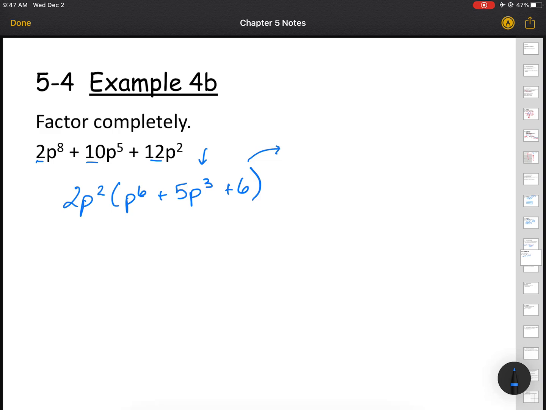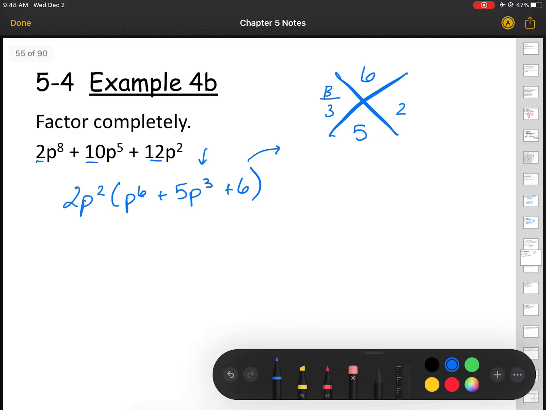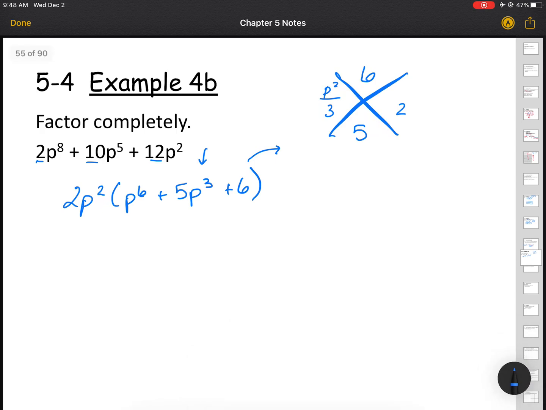I could actually take that to the x method and see what I get out of that. So 1 times 6, or a times c, is 6, and my b is 5. So trying to make 6 when multiplied and trying to make 5 when added, my factors could be 3 and 2. But here is the tricky part. Since I have 2 factors, I want to put a 3 with these. Basically going to split it in half. So p to the third power.